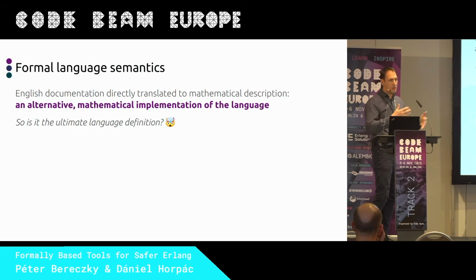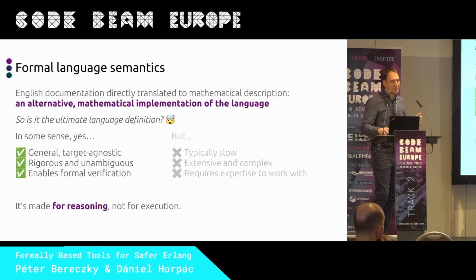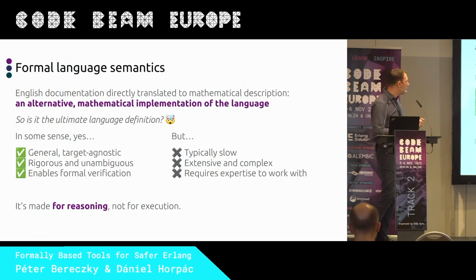So is it superior to other implementations? Well, in some sense, yes, because it's going to be general, it's target independent, it's rigorous because it's a mathematical language, and it allows you to do formal reasoning using a formal logic. But of course, it's made for reasoning and not for execution. So typically, it's going to be very slow. It is extensive, complex, and it requires expertise to work with.